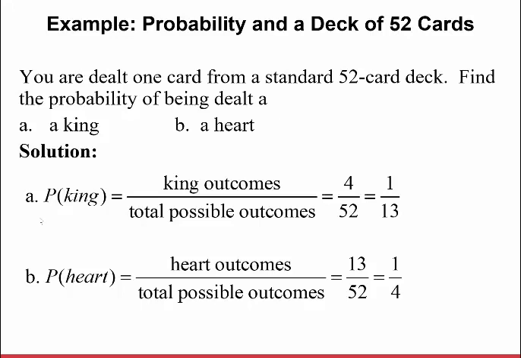So if I want to find the probability to get a king, there are 4 kings: the king of hearts, diamonds, spades, and clubs. A standard deck has 52 total cards. So the number of ways you can draw a king is 4, and the total number of outcomes is 52 different cards. So that's 4 out of 52, which reduces to 1/13. The probability to draw a heart: as I said, there are 13 hearts in a deck of cards, so there are 13 ways you can draw a heart. The total number of possible outcomes is 52. So 13 divided by 52 is 1 out of 4.